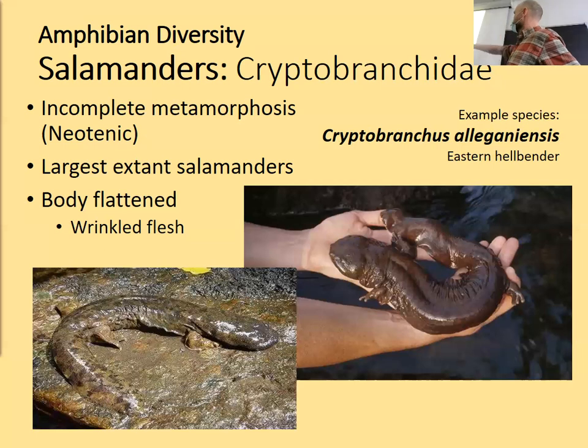The species we have here in Ohio is Cryptobranchus allegheniensis, or the eastern hellbender. I've never seen one of these in the wild. I would lose my marbles if I did, and hopefully that day will come soon. That's all I'm going to say about salamander diversity for right now.